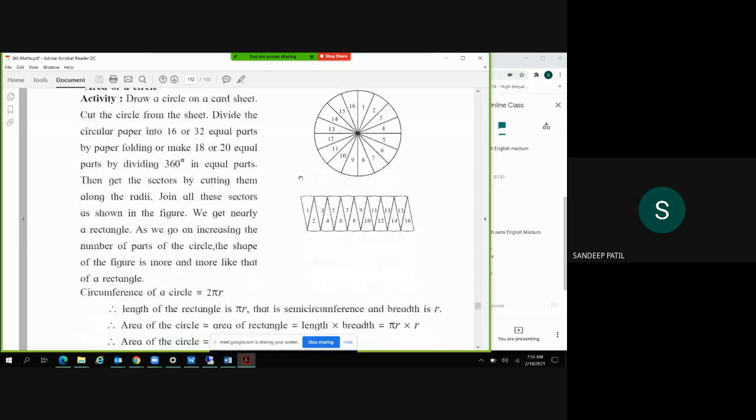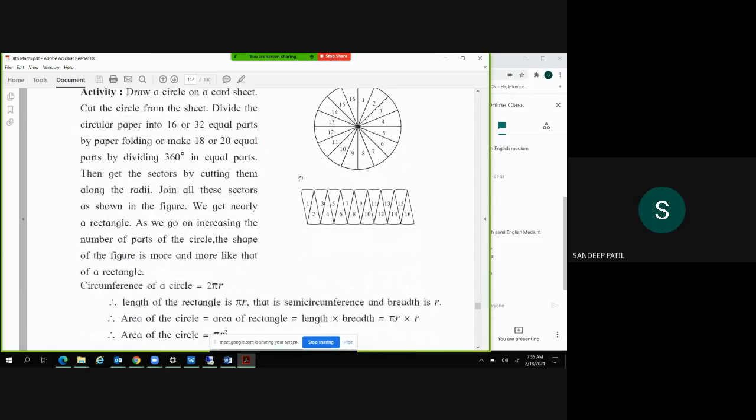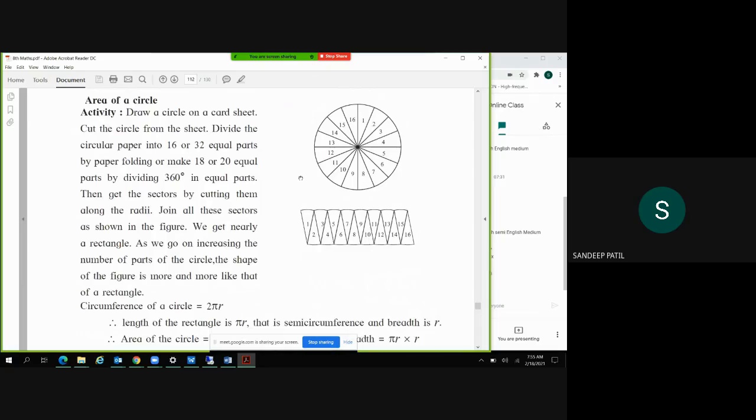Okay, so they have now given the procedure to calculate the area of a circle. तो area of circle कैसे calculate करते हैं?